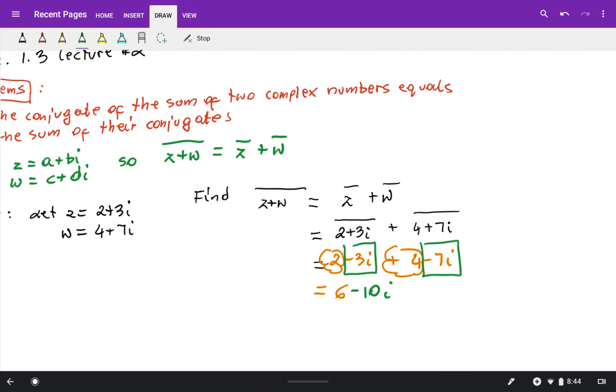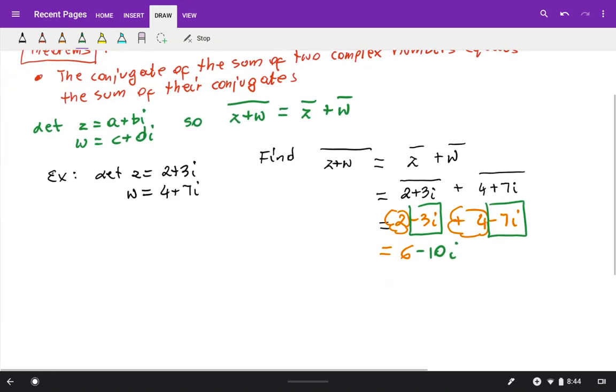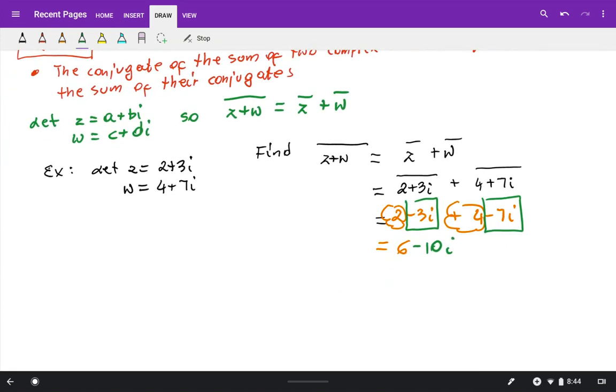Also, I want to let you know that if you add the complex numbers together and then take the conjugate, you're still going to end up with the same solution. Okay. So that was one.